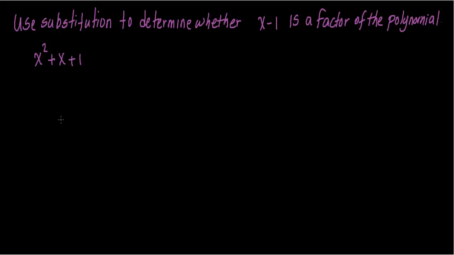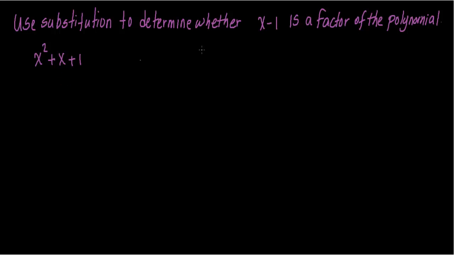For this example, we're going to use the factor theorem. The factor theorem tells me that if I have a factor in a polynomial, then when I evaluate the polynomial on that zero, I should get a remainder of 0. And evaluating that inside the polynomial, if I get a 0, that means the remainder is 0.